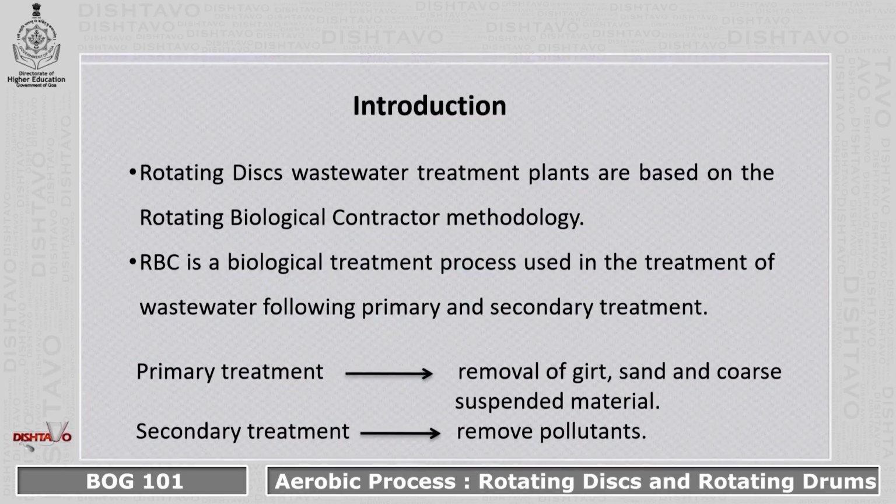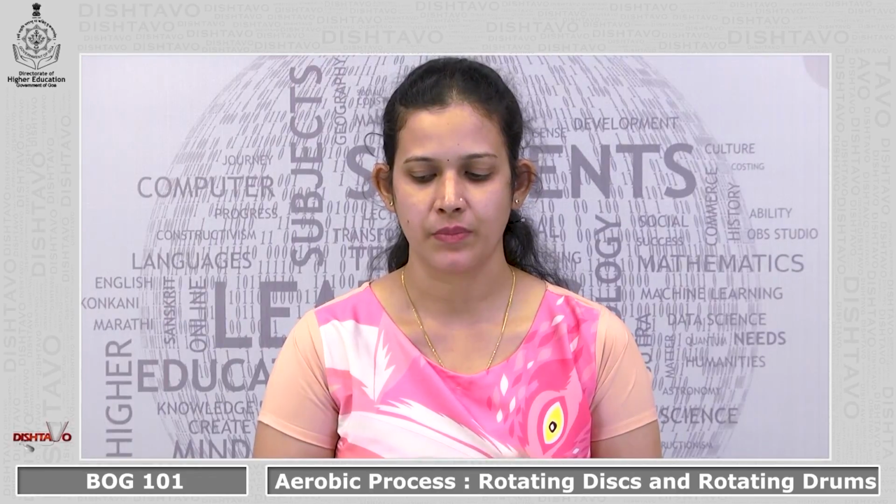RBC is basically a process which is used for the treatment of wastewater following the primary and secondary treatments. The primary treatment involves the removal of dirt, sand, and coarse suspended particles. Secondary treatment involves removal of pollutants by using biological filters.